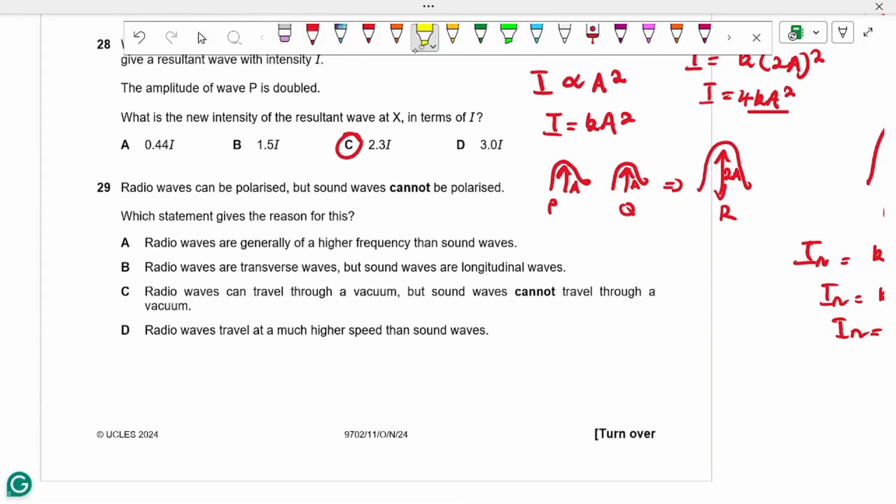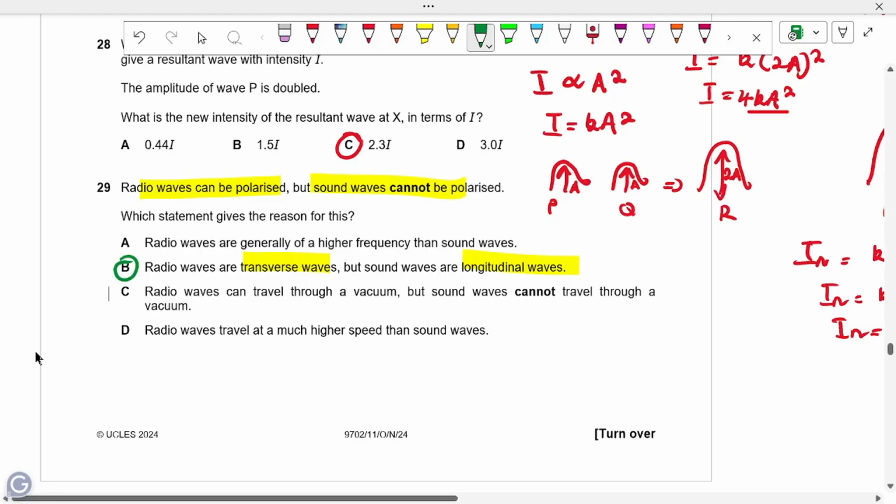29. Radio waves can be polarized. Radio waves are electromagnetic waves. They are transverse by nature. Sound waves cannot be polarized because they are longitudinal. So radio waves are transverse, sound waves are longitudinal, and that's important because you can't polarize longitudinal waves. Polarization is restriction of the motion of a wave in one direction. If you don't understand it, please watch my video. It really helps understand what polarization is and how it works. Once you've understood that, you should know that radio waves can be polarized, but sound waves cannot.